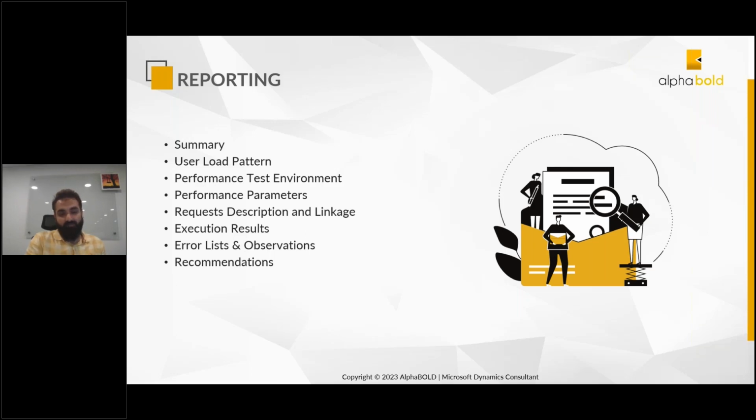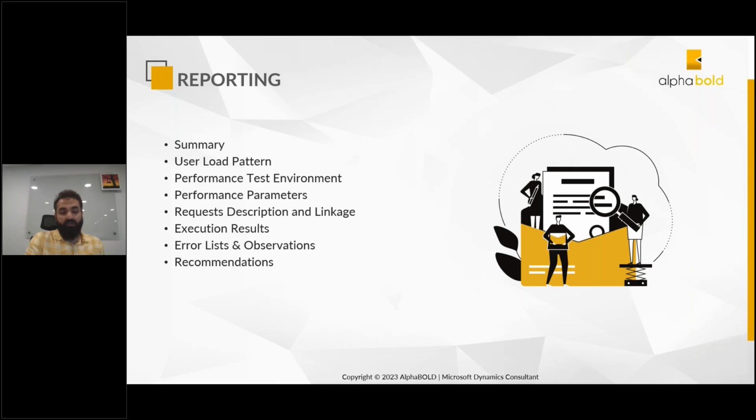The performance parameters, as Mayu has told, that we mentioned that we are going to present the report on the following parameters such as response time and the memory utilization, the request per second, and the other key KPIs or key performance indicators which are mentioned here. So, request description and linkage.